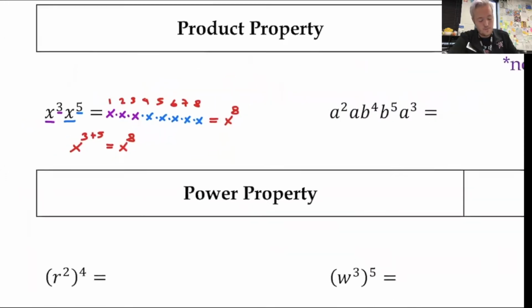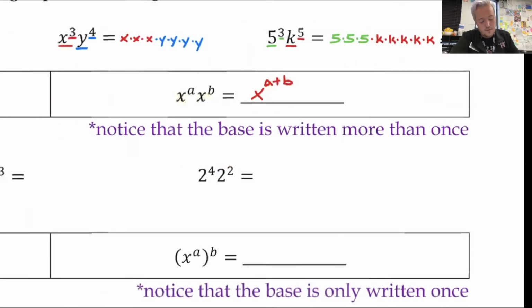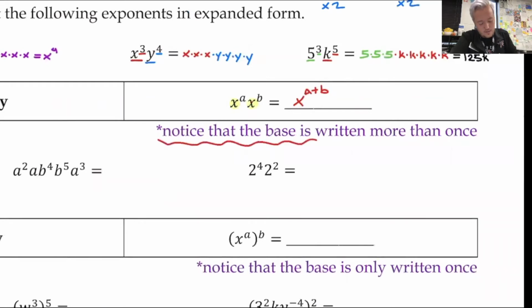All right, so with product property, it's going to be x to the a plus b. Whatever those exponents are, you're going to add them, so long as the base is the same. All right, so notice how the base is written more than once here.